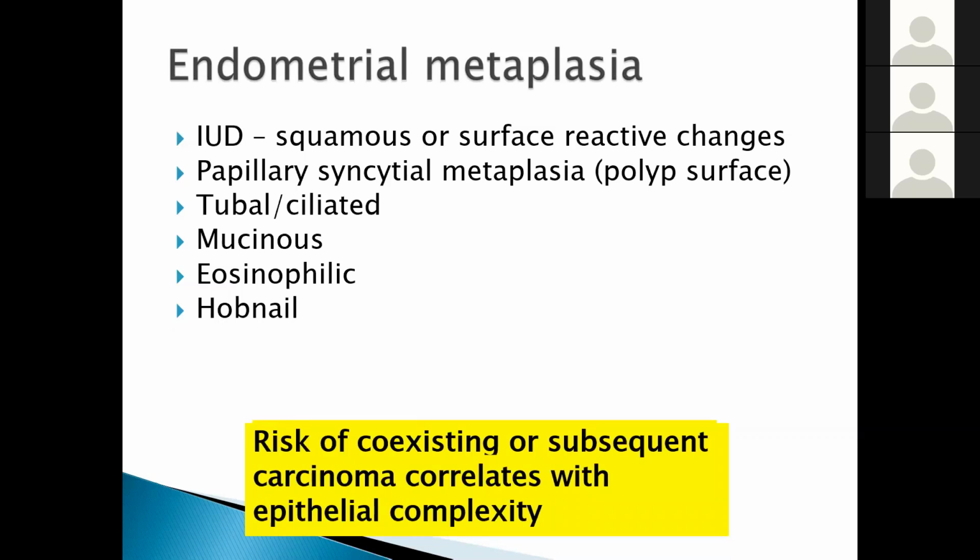So anytime you see metaplasia, the most important thing is to assess the architecture, right? Because metaplasia by itself means nothing, but once the architecture is off, glandular complexity and crowding, that becomes a different game. The more complex, the more crowded, the more likely that there is an underlying carcinoma or unsampled carcinoma. And that's our job, to communicate that to the clinician.